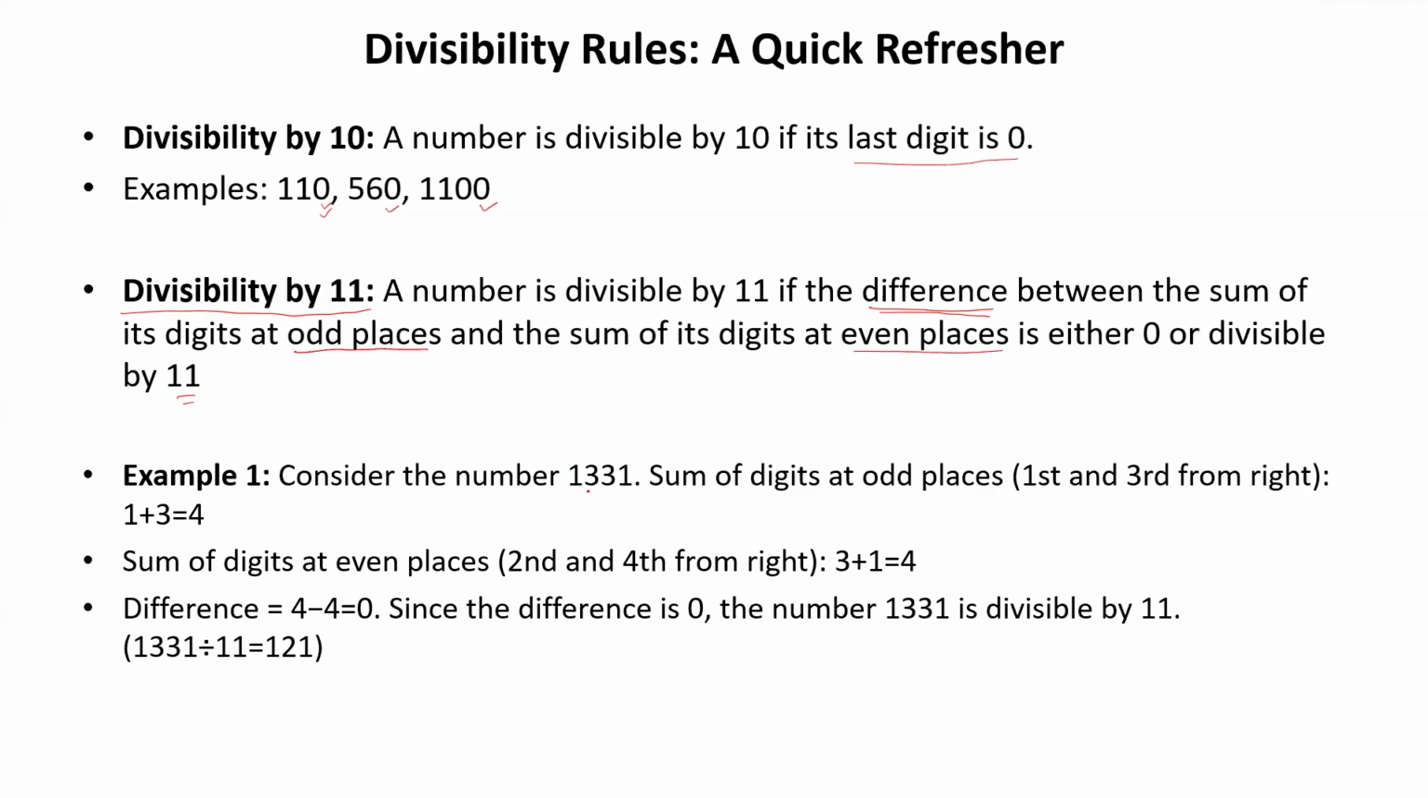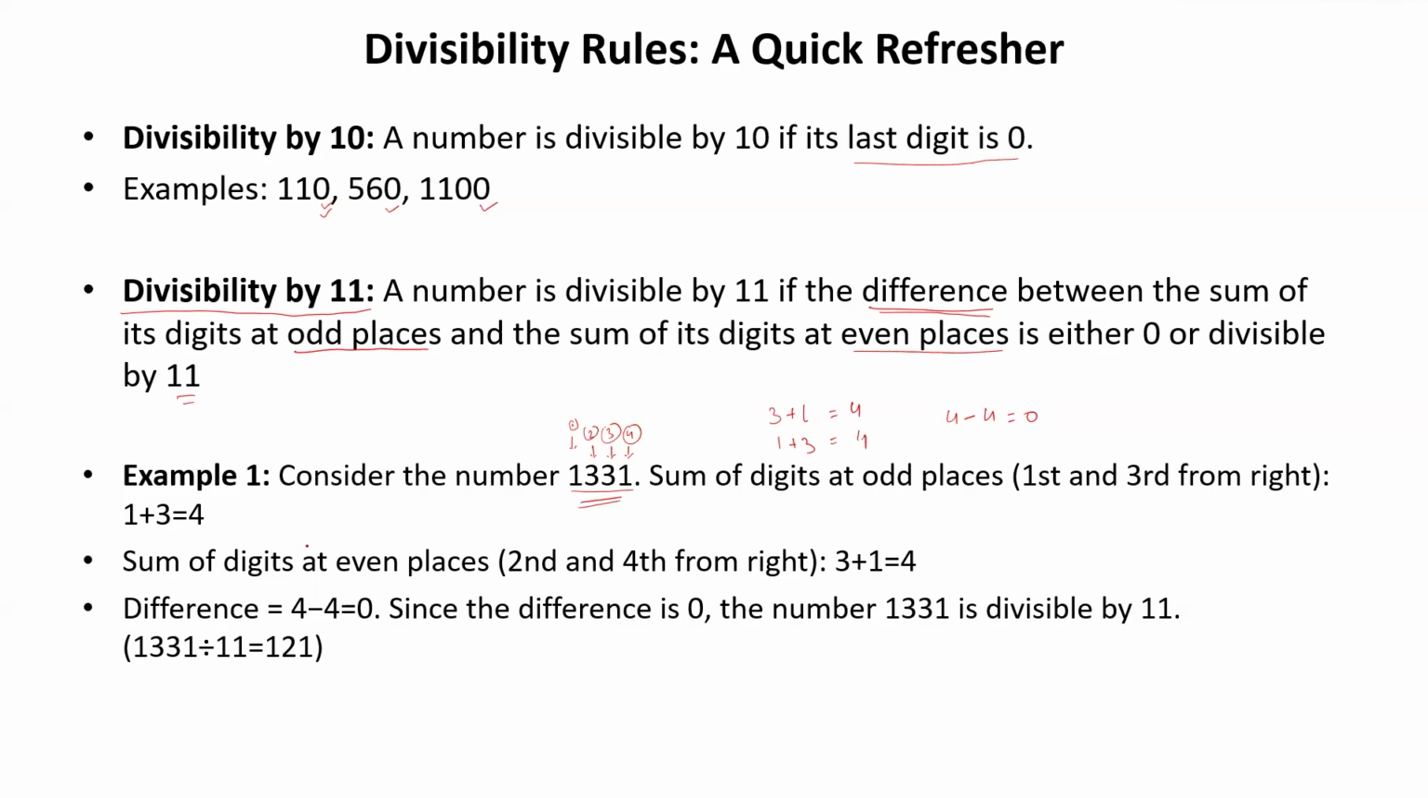Let's look at some examples. So let's consider this number 1331. So digits at even places. This is first. So first place, second place, third place, fourth place, right? So digits at even places are 3 and 1. So second and fourth. Digits at odd places are 1 and 3. That is equal to 4. This is also equal to 4, and you can see that the difference between these two sums is equal to 0. That means according to the rule, this number should be divisible by 11.